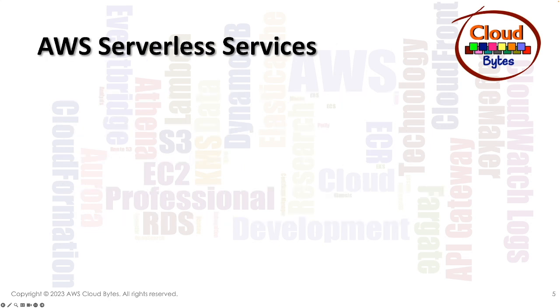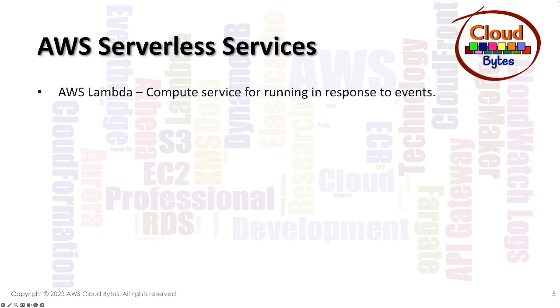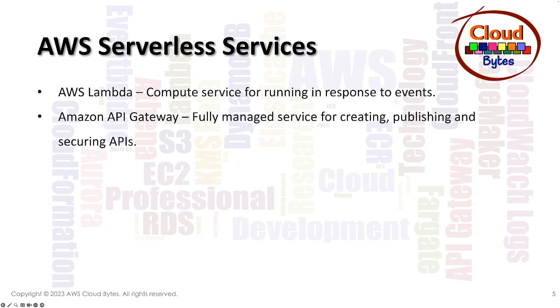Let's move on to what services are serverless in AWS. The first service in the wide range of serverless services that AWS offers is AWS Lambda. Lambda is a compute service where you run code in response to events. We'll go into detail on each one, but the next one is Amazon API Gateway. It is a fully managed service where you can create, publish, and secure APIs. It can be public facing or private APIs.